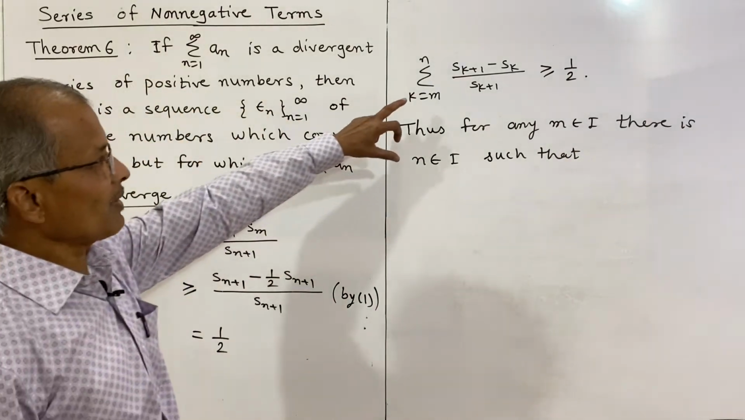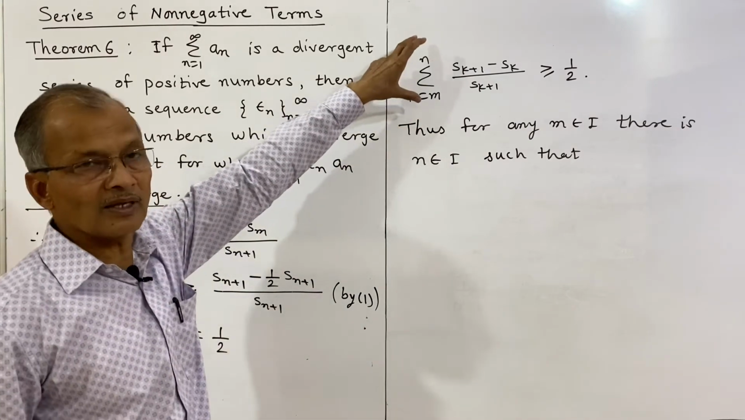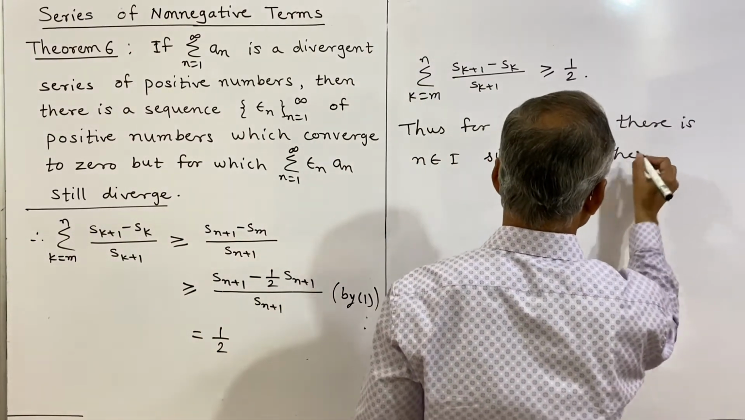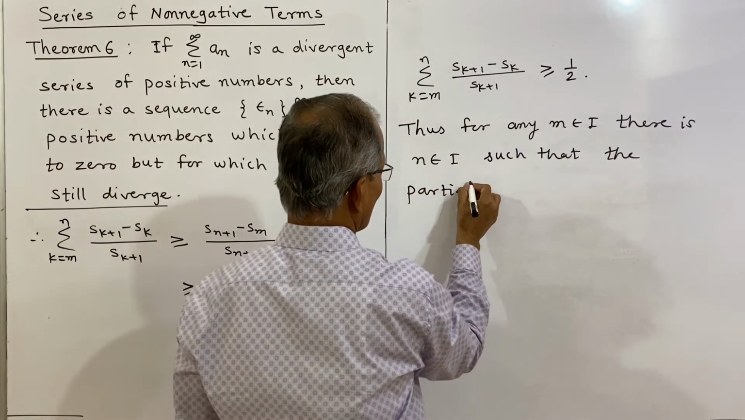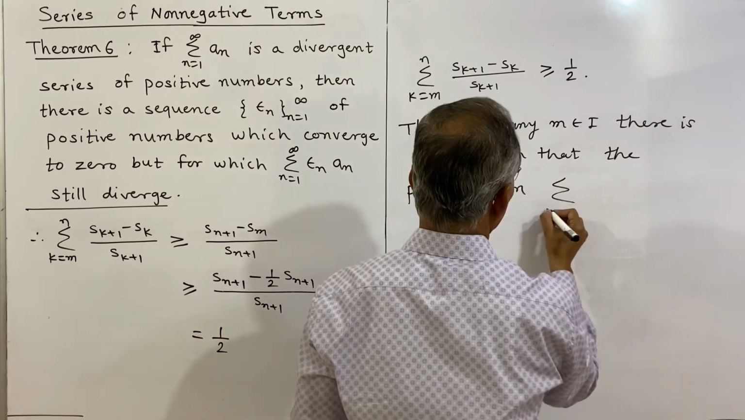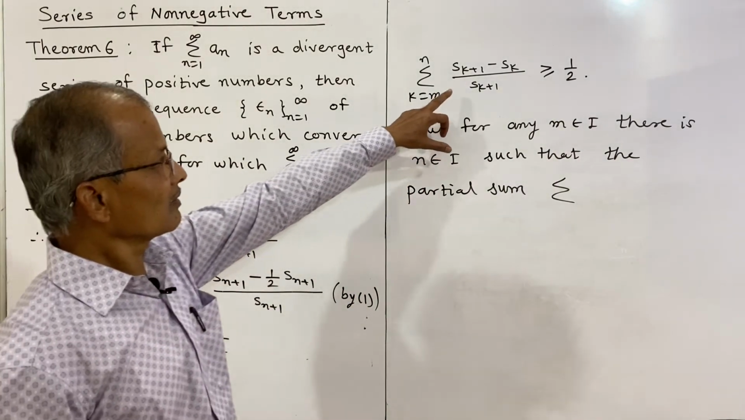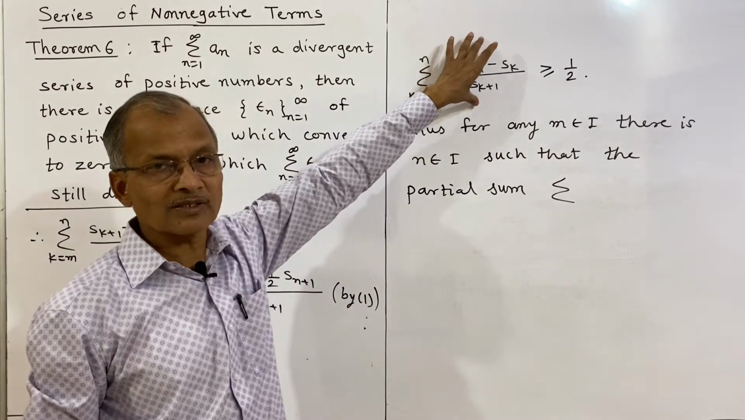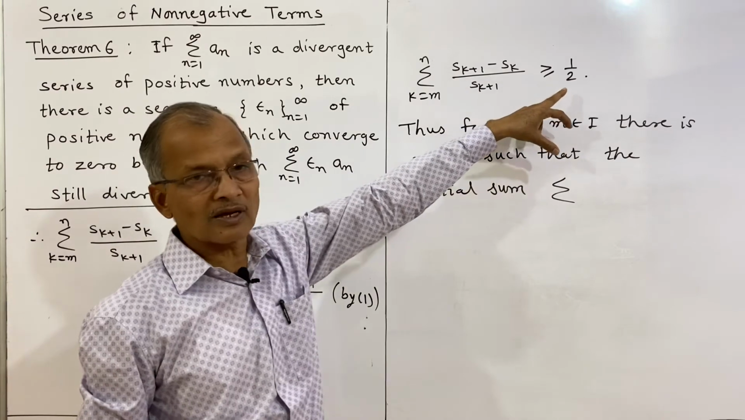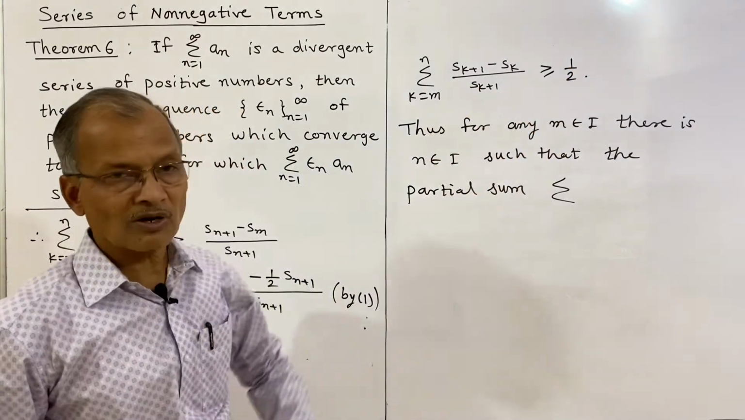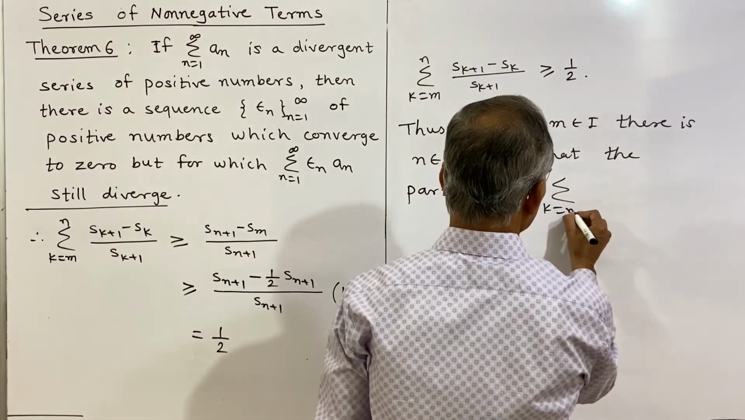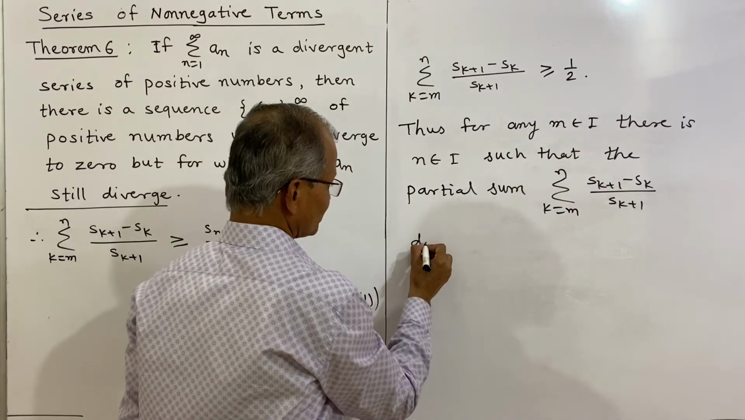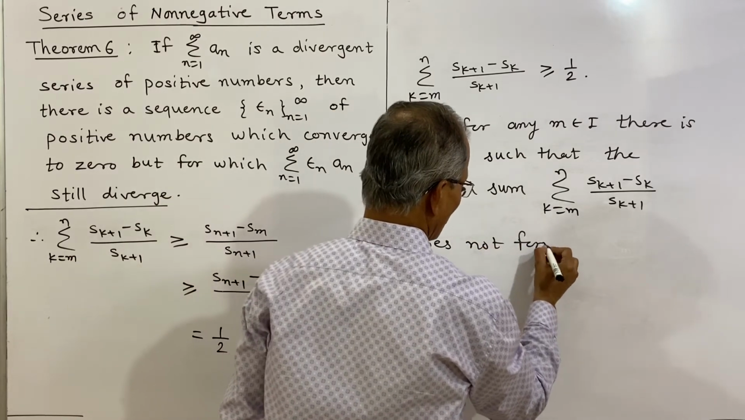the partial sum of the series, that is k takes value m to n of this expression, is greater than or equal to half, meaning it does not form a Cauchy sequence. We shall say this forms a Cauchy sequence if it is less than any value epsilon, but here epsilon is half, and the sum is greater than or equal to half, and therefore the partial sum k takes value m to n of (S_{k+1} minus S_k) divided by S_{k+1} does not form a Cauchy sequence.